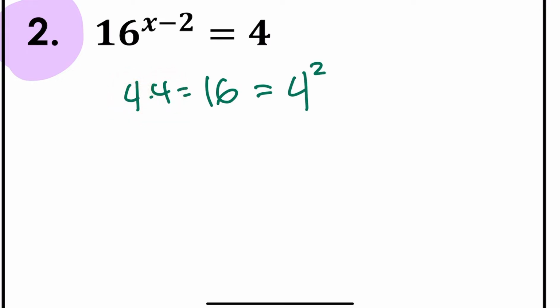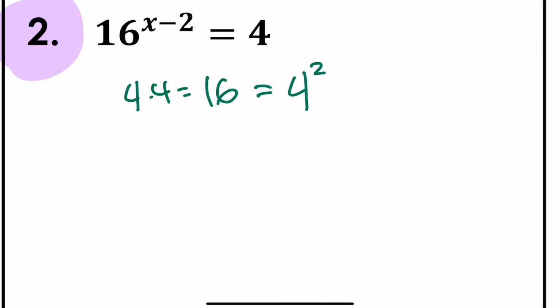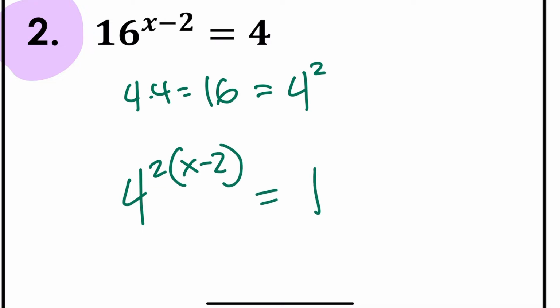Okay, I'm going to take this 4 squared, and I'm going to plug it in for my 16, because I need these to be the same base, so I'm just going to swap it out. So I got 4 squared. Ooh, but I still have all this stuff here. Well, I'm just going to take that and put it behind my 2, but in parentheses. So I got parentheses x minus 2 here. Equals, all we have on the other side is 4.